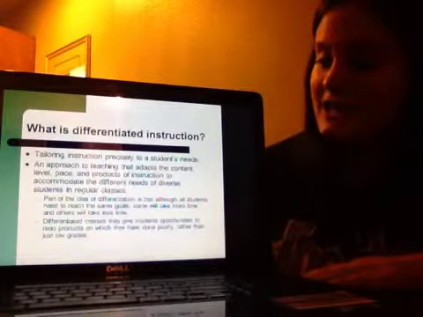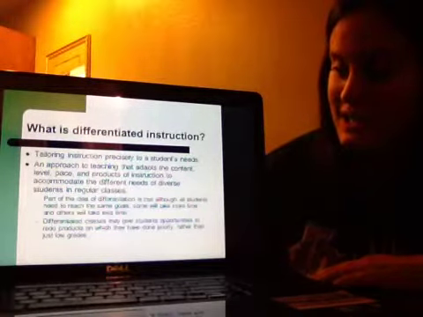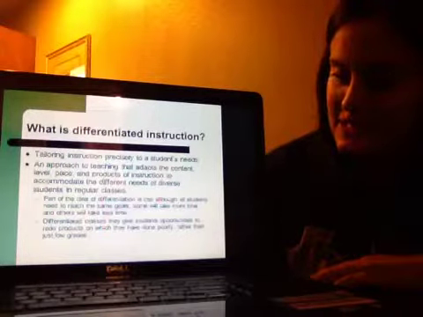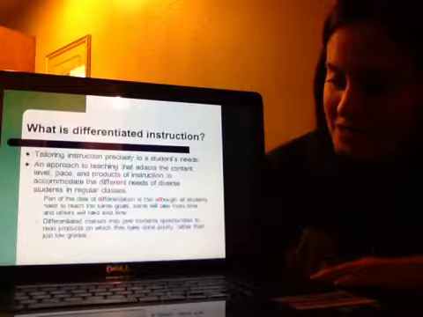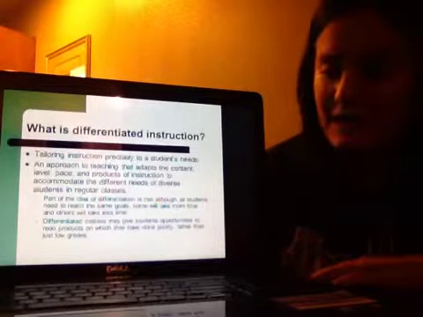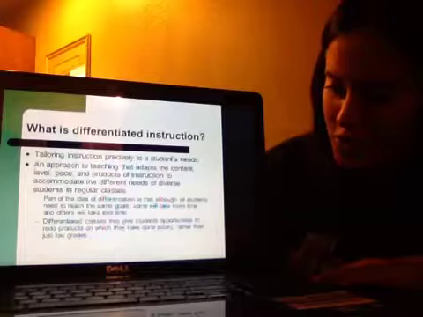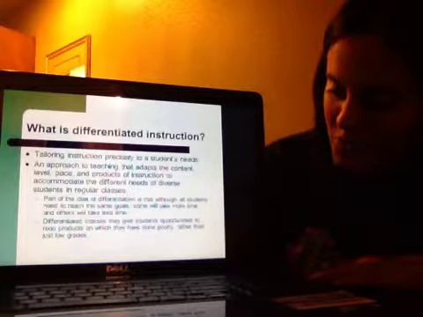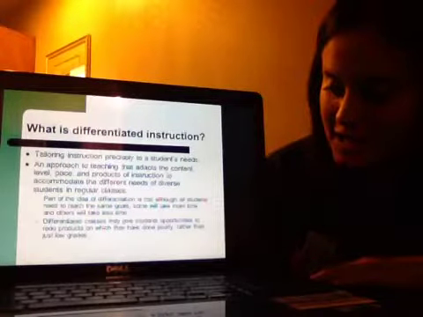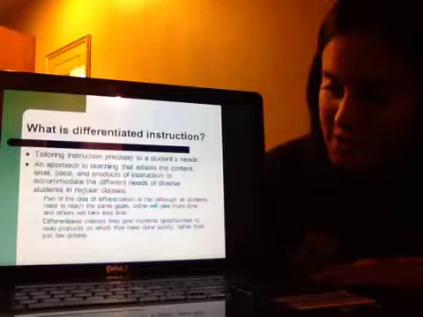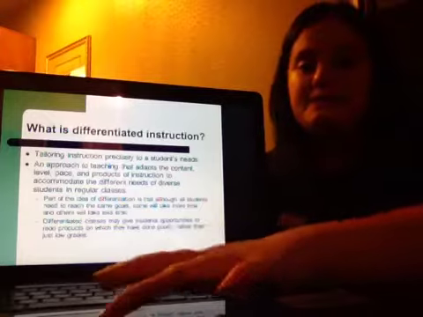What is differentiated instruction? It's tailoring instruction precisely to a student's needs, an approach to teaching that adapts the content, level, pace, and products of instruction to accommodate the different needs of diverse students in regular classes. Part of the idea of differentiation is that although all students need to reach the same goal, some will take more time than others. Differentiated classes may give students opportunities to redo products on which they have done poorly rather than just receiving bad grades.